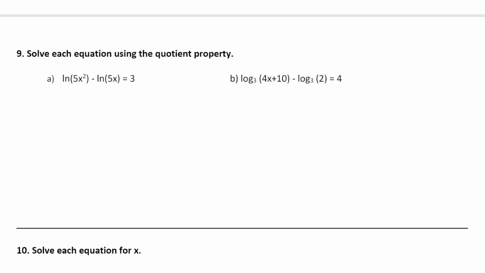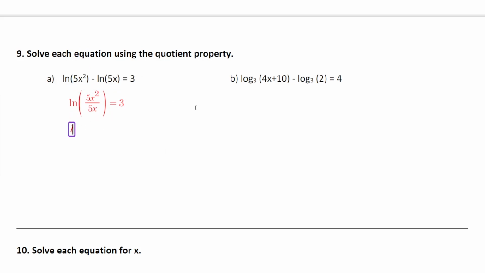Number 9, we're going to use the quotient property to solve these. So I'm going to rewrite this one as the natural logarithm of 5x squared. And since we're subtracting these commonly based logarithms, we can combine them using division. Equals 3. Now since x can't be 0, otherwise this would be 0 and the whole equation would be no good, we are safe to actually divide this out, right?